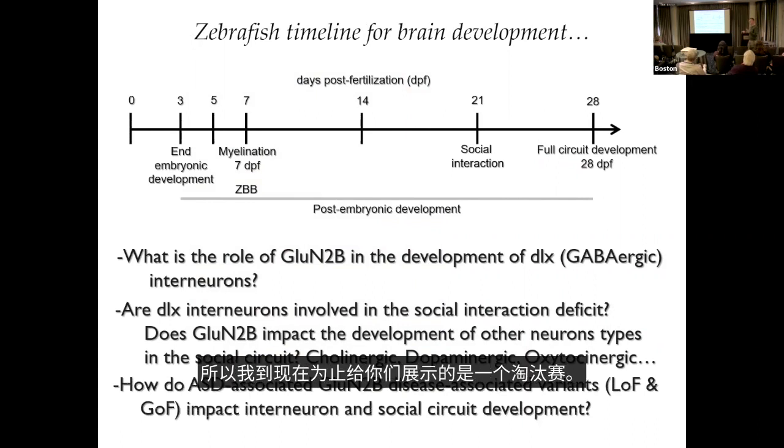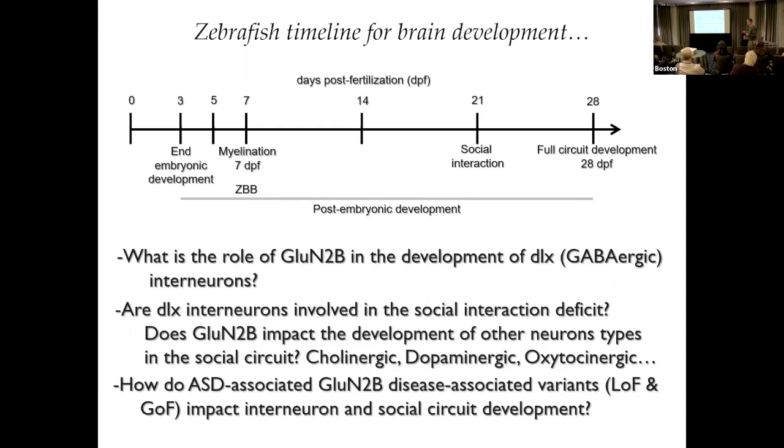What I've shown you up to now is a knockout, a complete loss of function of GLUN2B, and that's not what's going on in patients. Where we want to get to is adding in these disease-associated variants, introducing the loss and gain of function variants of GLUN2B, to see whether they impact interneuron development and social interaction.